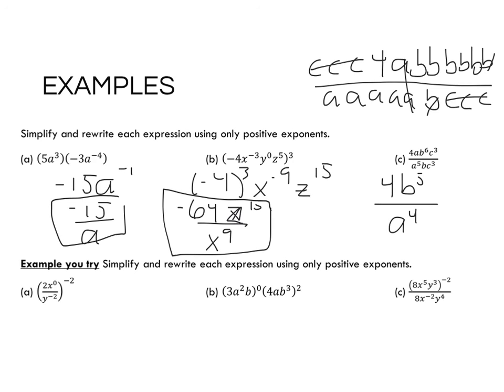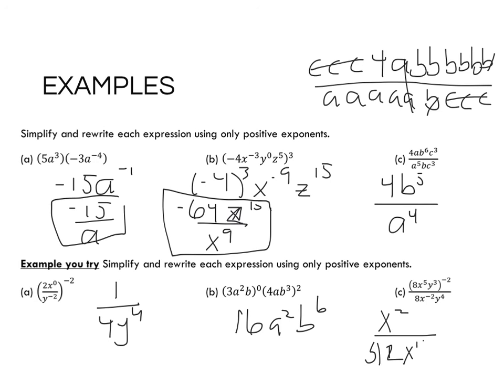The answer to A, 1 over 4y to the 4th, to B, 16a squared b to the 6th, and for C, x squared over 512 x to the 10th y to the 10th.